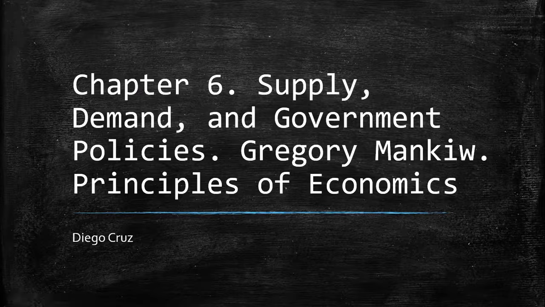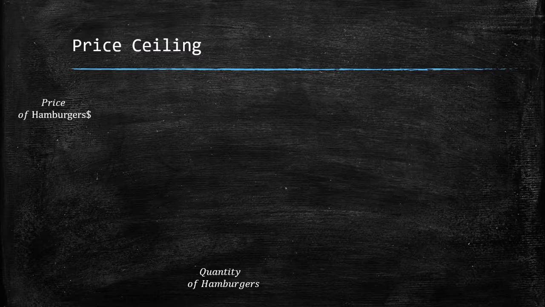Hi everyone, in this video we're going to talk about chapter 6, which is about supply, demand and government policies. This is from Gregory Mankiw's Principles of Economics. First of all, we need to talk about the price ceiling. With a price ceiling, we say that there is a maximum price.